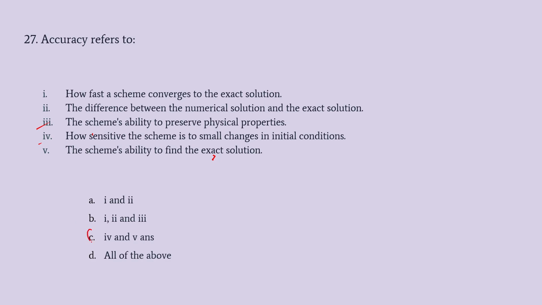Option C is our answer. That is, accuracy refers to how sensitive the scheme is to small changes in the initial conditions and the scheme's ability to find the exact solution.